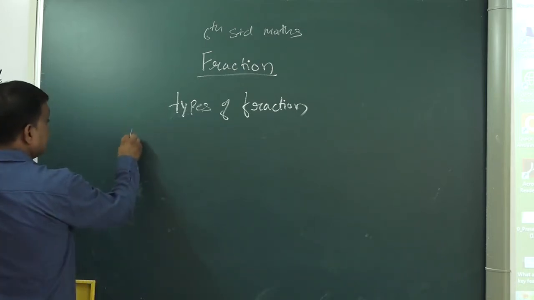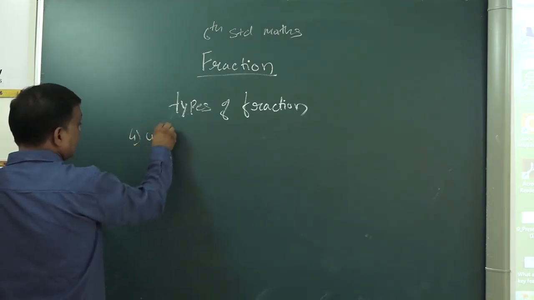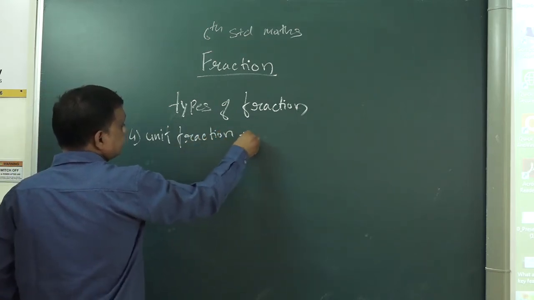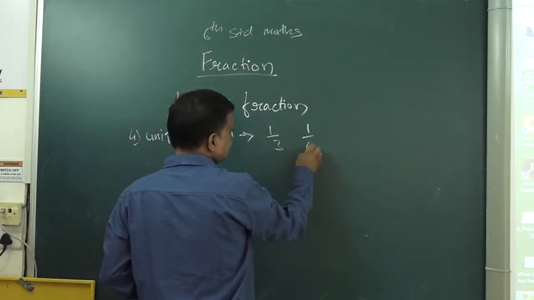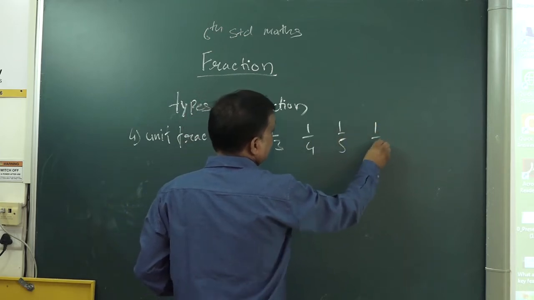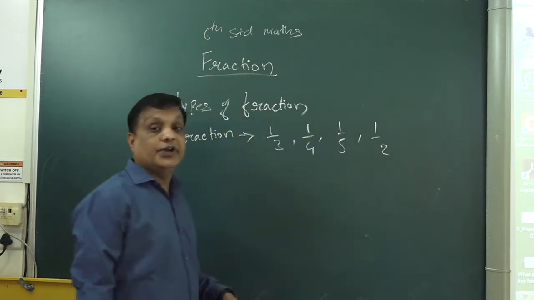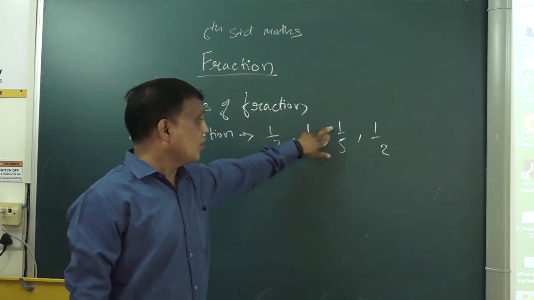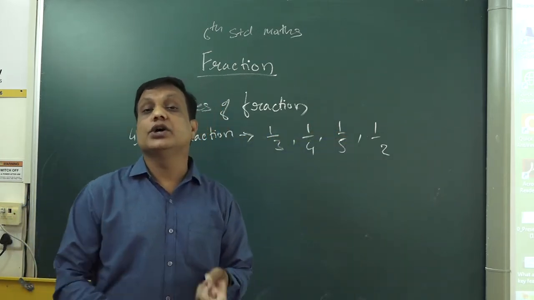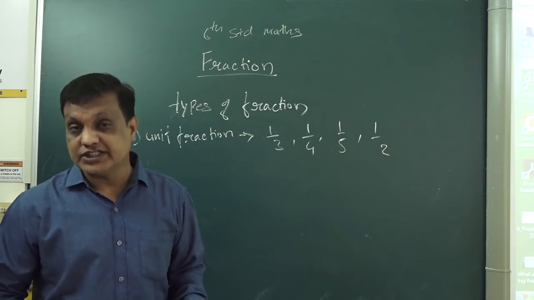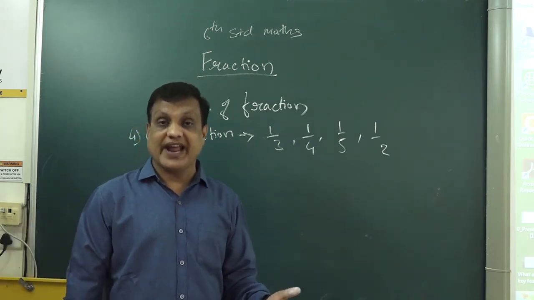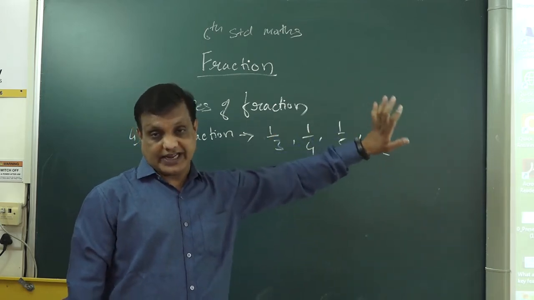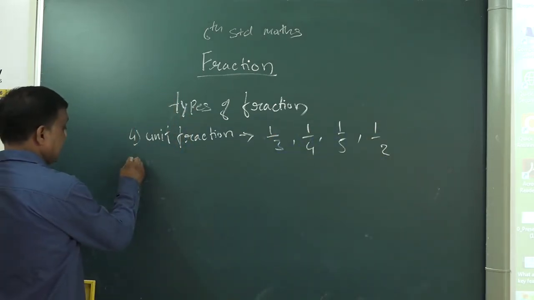Next we will see unit fraction. In a unit fraction, the numerator must be 1, 1, 1, 1. This is called a unit fraction. Unit means 1. So 1, 1, 1, 1. So that is unit fraction.